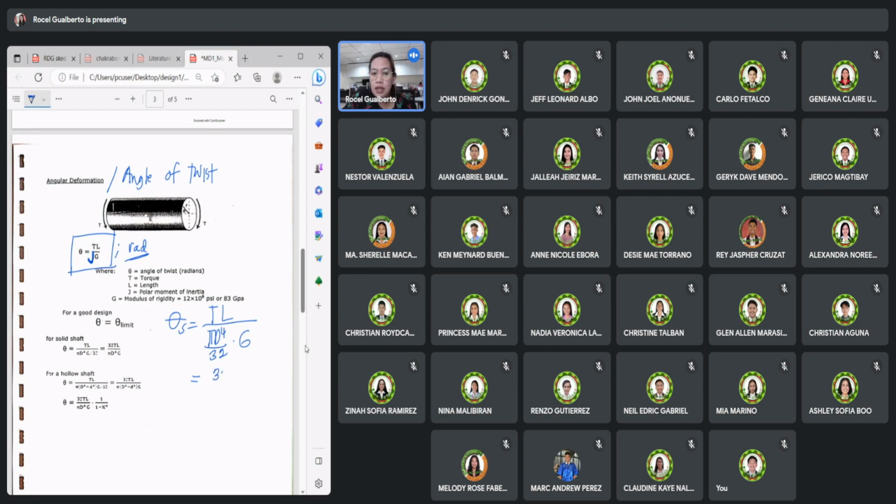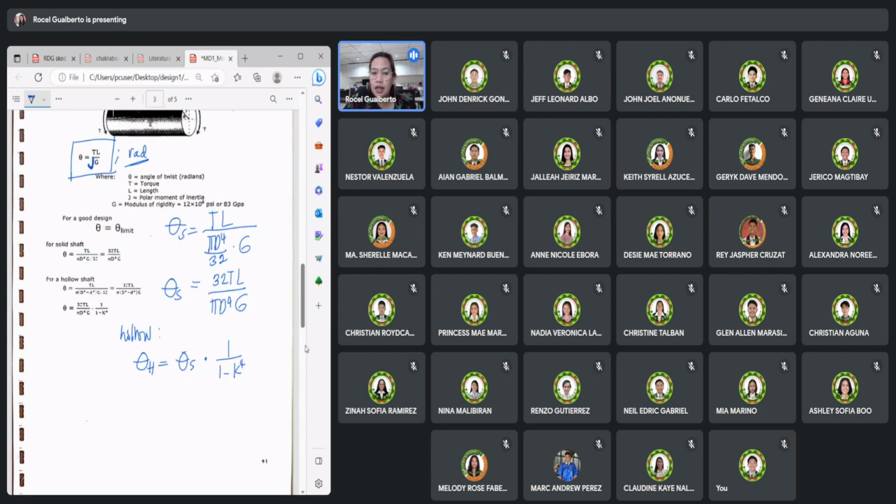simplifying this would be 32 TL over pi d to the fourth G. Okay? Yan po kapag po siya ay solid. So, kapag po hollow, ano po ulit ang gagawin natin? Kanina, may introduce na tayo na hollow factor. Okay? So, kapag hollow yan, ang gagawin natin, theta of hollow would be theta of solid multiplied by the hollow factor 1 over 1 minus k to the fourth.